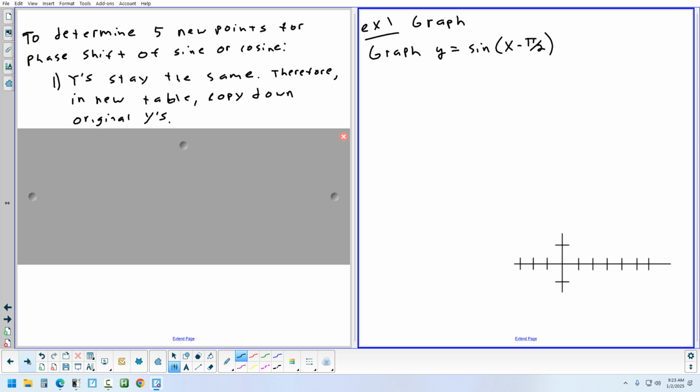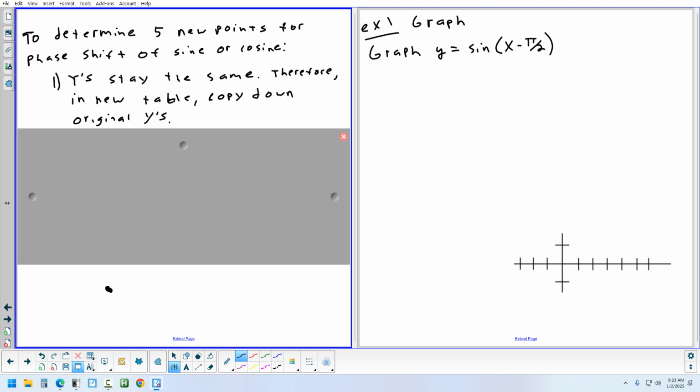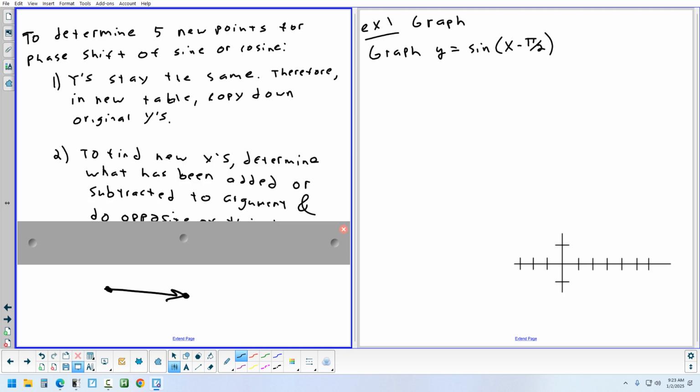your points are going to shift which way, first of all? Minus is going to shift to the, yep, to the right. And how much to the right are they going to shift by? Pi over 2. So if I want to take a point and move it that way, pi over 2 units, I need to add a number to all my x values.